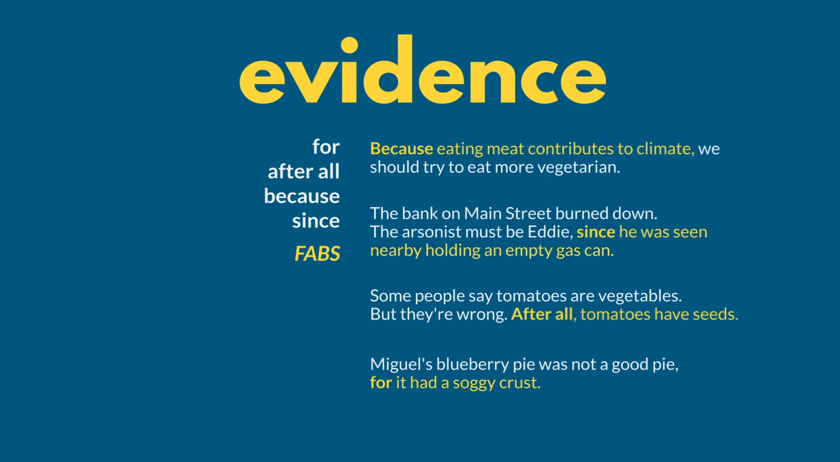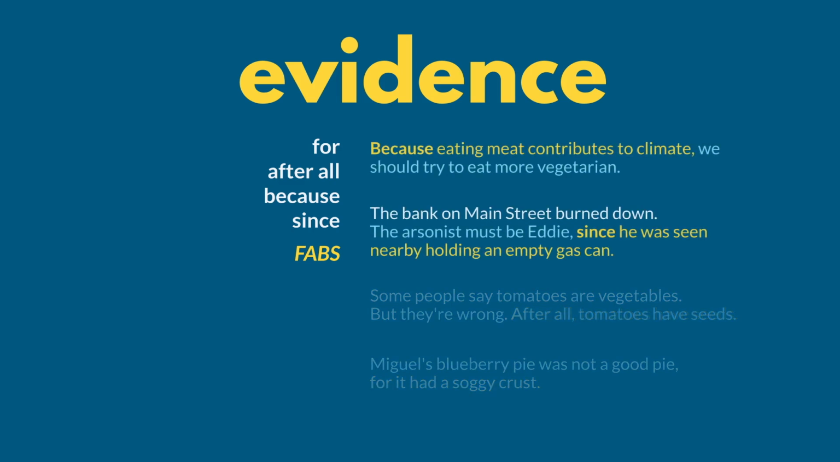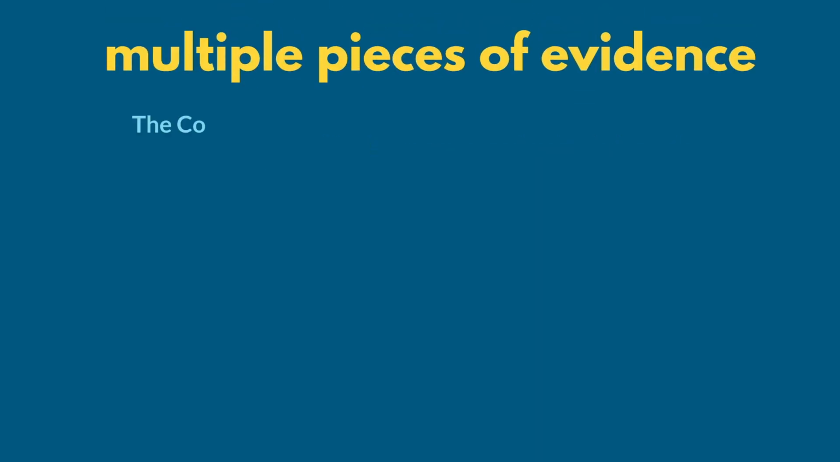And when we see after all or for, that always means that the conclusion was the previous claim. We're supporting the previous claim. Because and since have some flexibility, they can start a sentence or end a sentence, but we always know the other half of that sentence is a conclusion. A lot of arguments only have one premise, but most of them have multiple pieces of evidence.